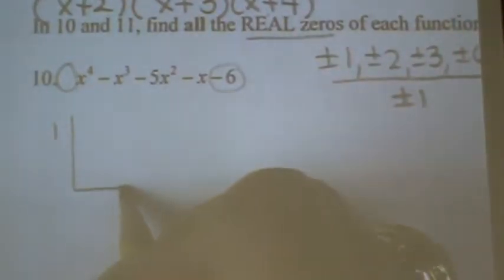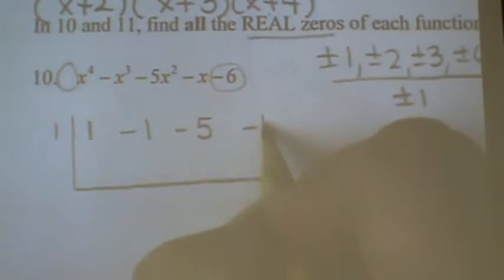By using these exact numbers, a 1, a 2, a 3, or a 6, not a 5, not a 4, not a 7, only these numbers, you have to use synthetic division until you find the first one. So let's do that. I always start with 1. Start with 1. 1, -1, -5, -1, and -6.